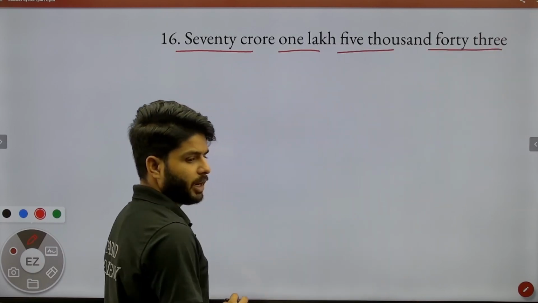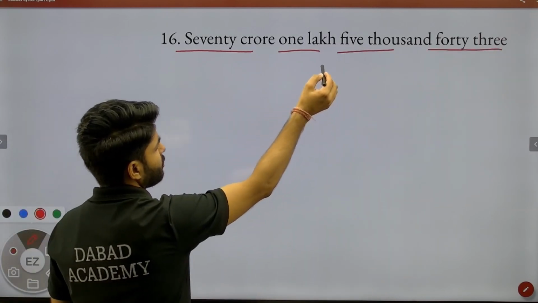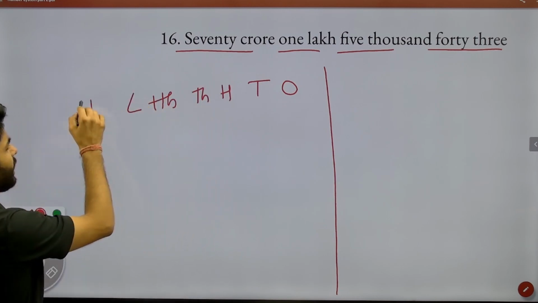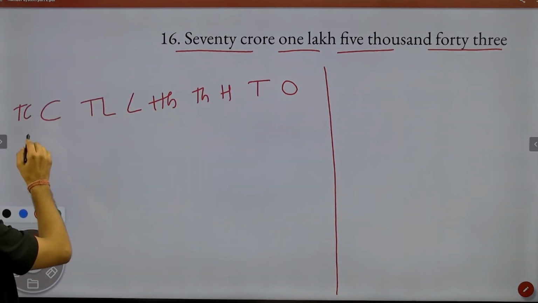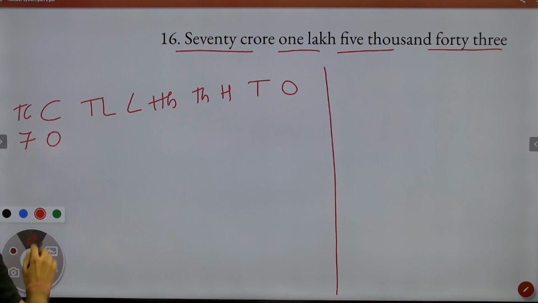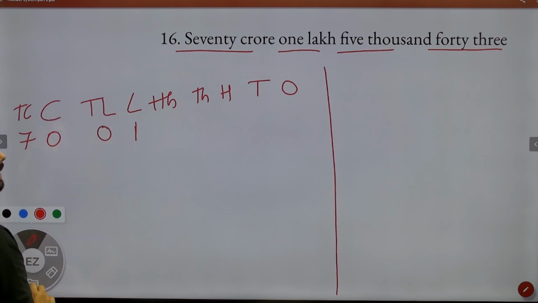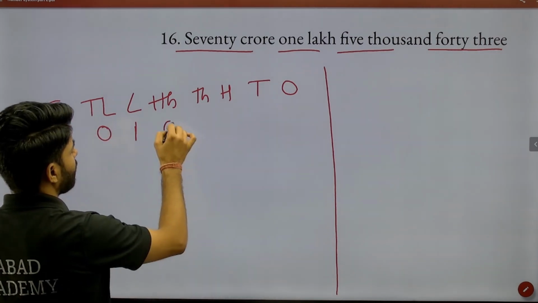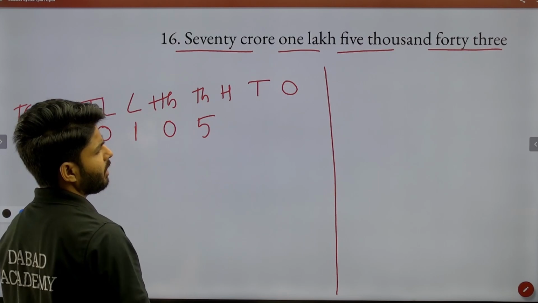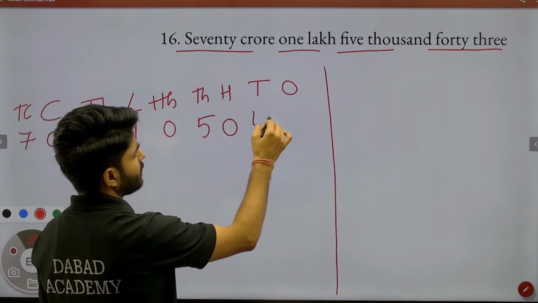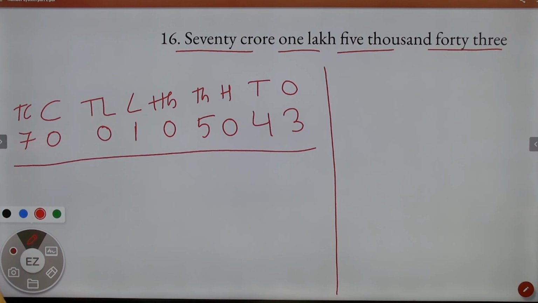1,05,043. So first we have to write the Indian place value chart, that is ones, tens, hundreds, thousands, ten thousands, lakh, ten lakh, crore and ten crore. There is 70 crore, so we have to write 70 under the place value of crore, that is 1 lakh, so we have to write 1 at the place of lakh. Then we have 5,000, so we have to write 5,000, and we have 43, we have no value for 100, so we have to write 0 here, that is 43.